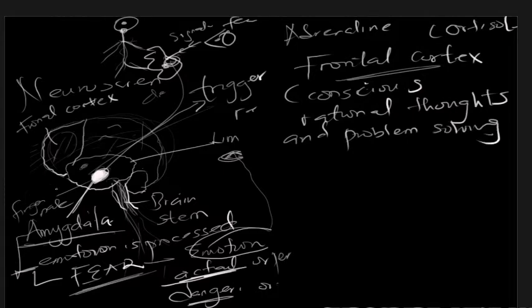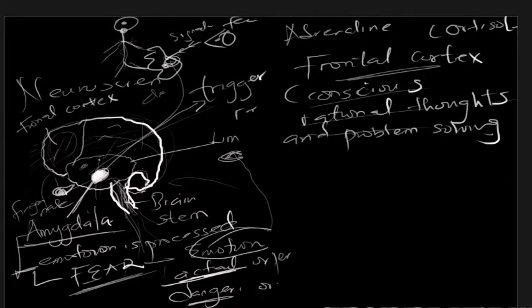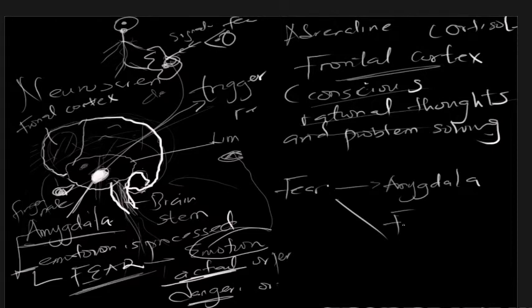Okay, so it's located right above your eye. Let's say this was your eye. Like your forehead, so you have the frontal cortex there. So this is responsible for your conscious rational thoughts and problem solving. According to researchers, when your brain receives a signal of fear, it doesn't only go to the amygdala, it also goes to the frontal cortex. So this is the fear. It goes to the amygdala, and then it also goes to the frontal cortex.